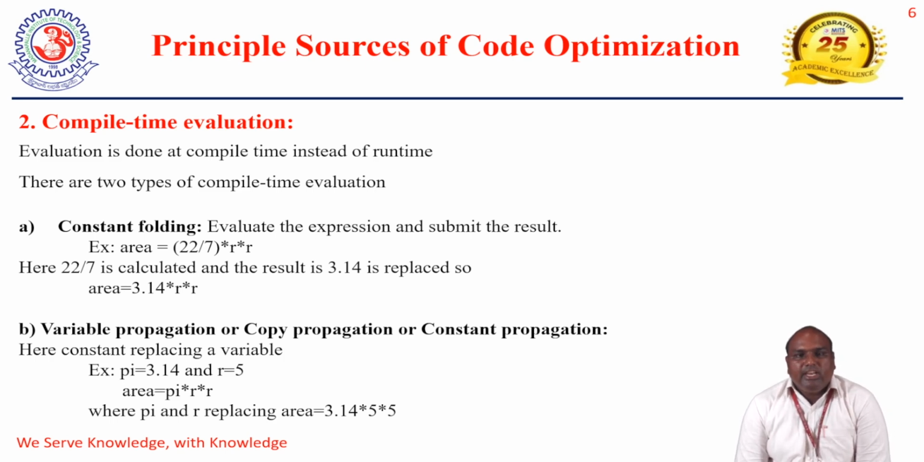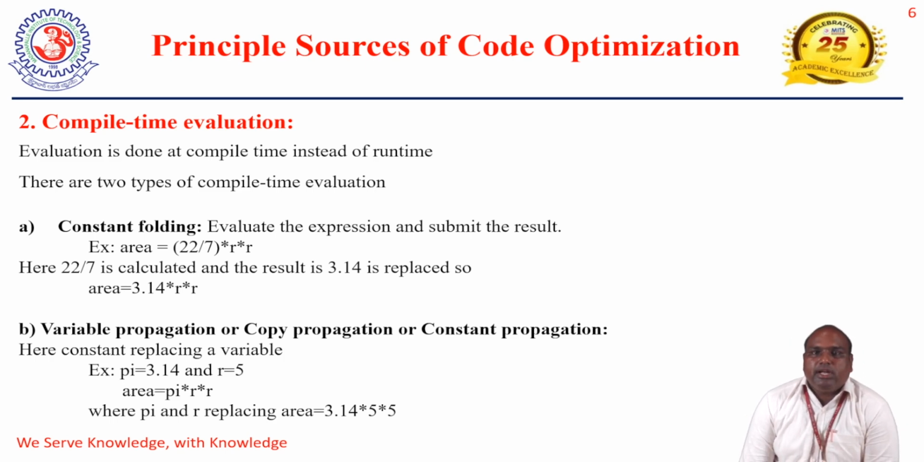The next one is variable propagation, or copy propagation, or constant propagation. These are all the same names, but they are called in different ways. Here a variable will be replaced by its constant value. If we execute a variable from the source code, the compiler will take more time than for the constant value. Because of that, we are replacing the variable by the value. That is the example I mentioned here.